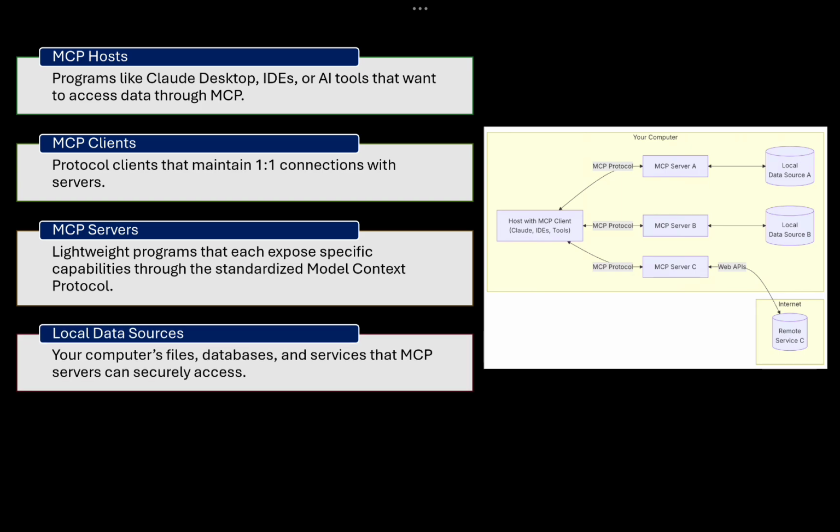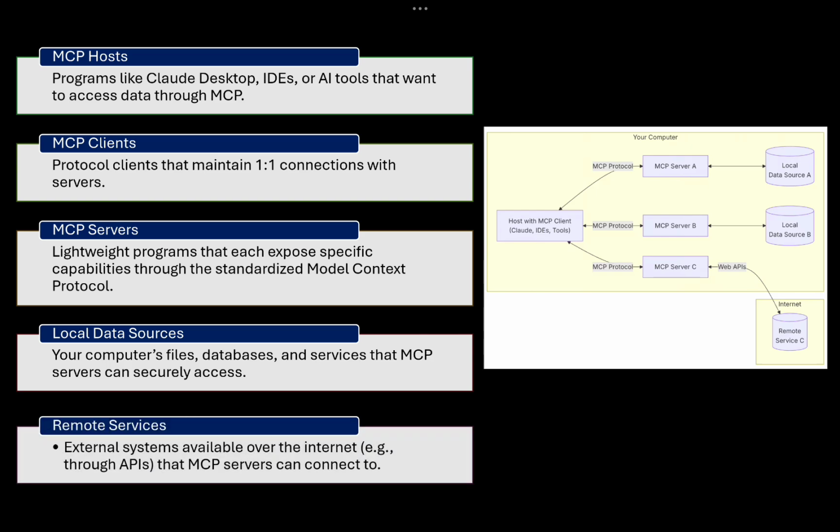Then we have the concept of local data sources. These local data sources are nothing but your computer's files, databases and services that MCP servers can securely access, right? Typically the servers are connected with the local data sources, which can be very specific to each of these servers, and that can have access to your files, databases and services, right?